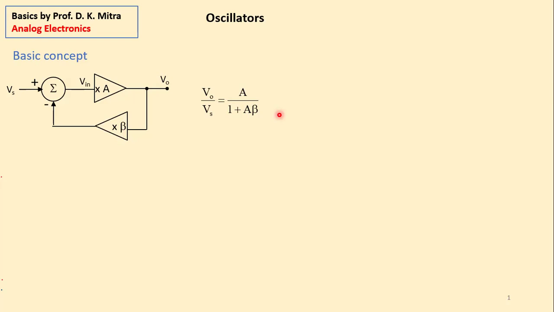Now, look at this equation. First, theoretically, don't ask how it is possible, theoretically, consider A beta is -1. A beta is -1. If that is so, then closed loop gain VO by VS becomes A upon 1 minus 1, which equals infinity. What does it mean? This is a circuit whose gain is infinite. What does it really practically mean?